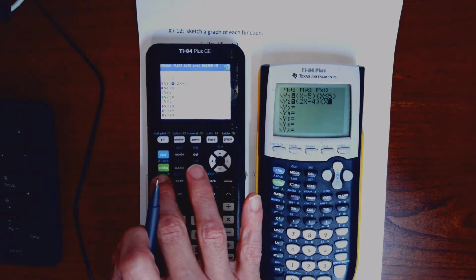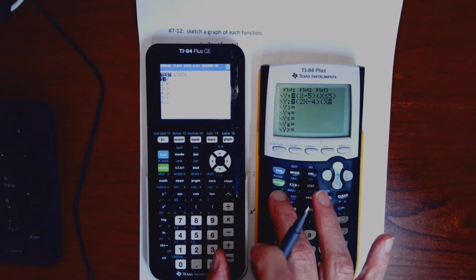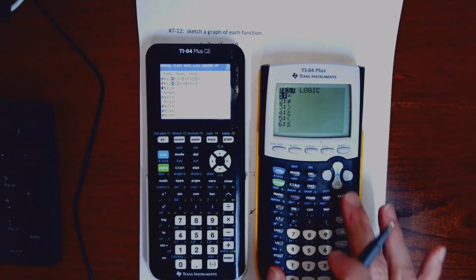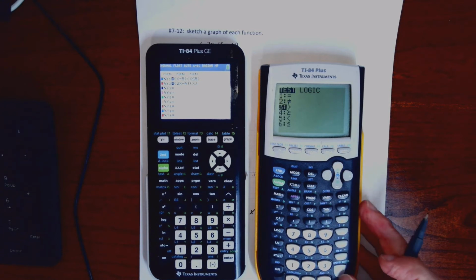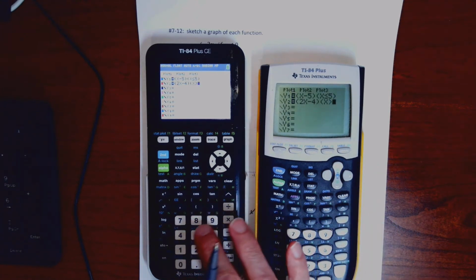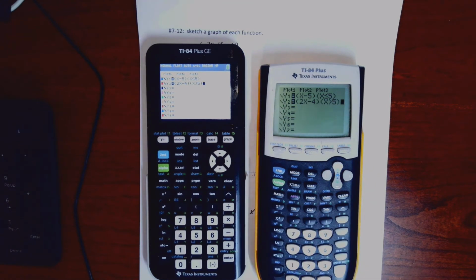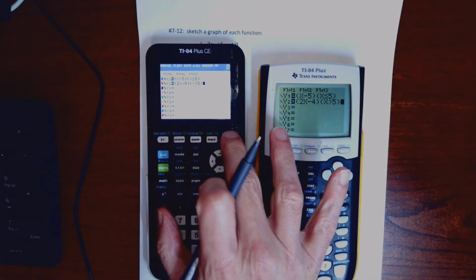Second, math, and find the greater than, which is option 3. And it has to be greater than 5, but not equal to 5. Close out my parentheses. Now I can hit graph.